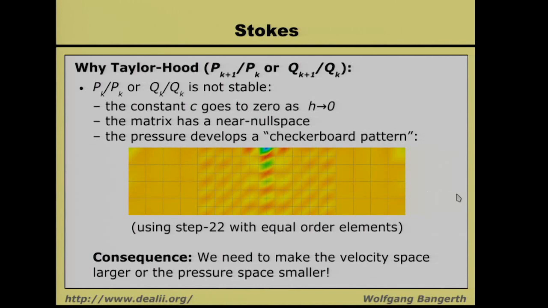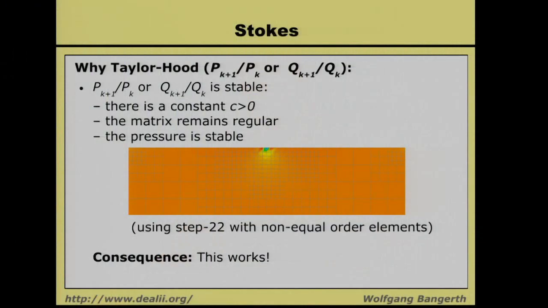What I need to do, like I argued before, is I need to either make the velocity space larger or I need to make the pressure space smaller. Now, that of course leads to exactly the Taylor-Hood element. The Taylor-Hood element does make the velocity space larger. Instead of Qk, I choose Qk+1. So for example, Q2 Q1, that's quadratic elements for the velocity and linears for the pressure, or cubic elements for the velocity and quadratic for the pressure.